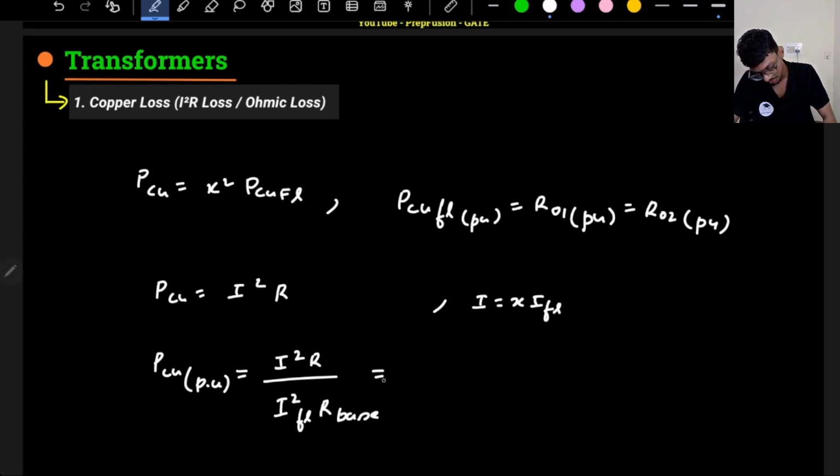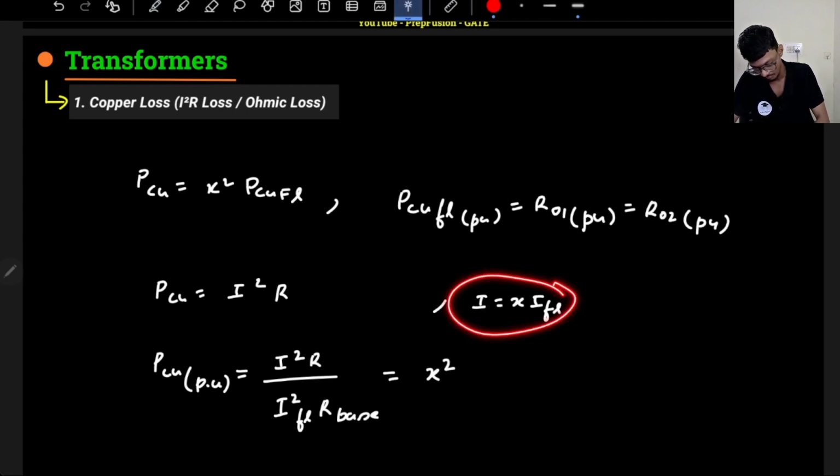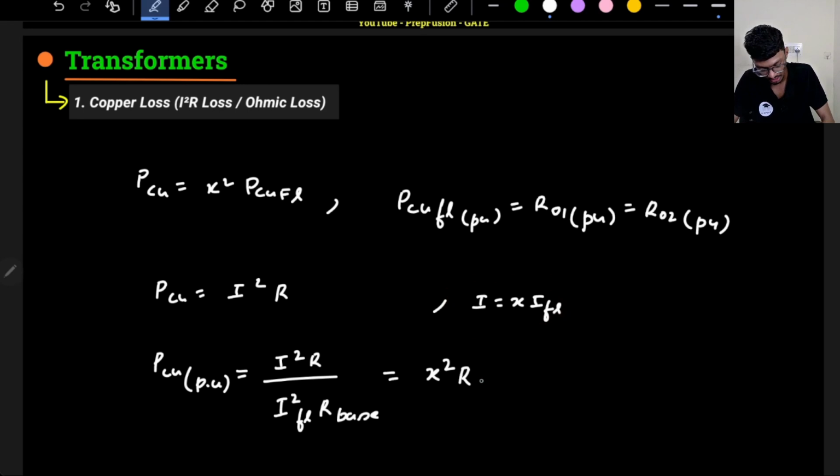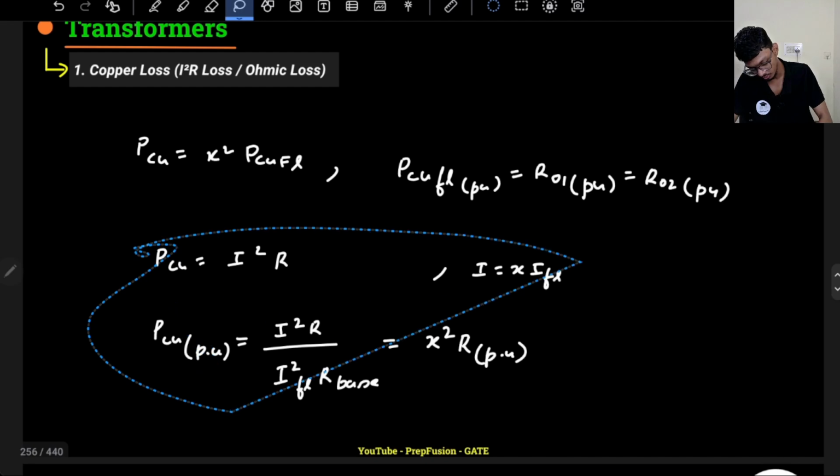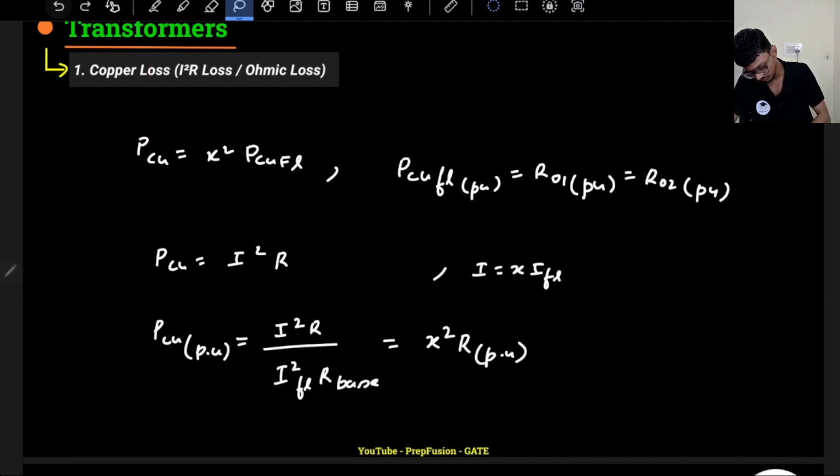So basically what will happen? This will be I square divided by I square FL, that is I divided by IFL whole square, which is x square. And R divided by R base will simply be RPU. This I have derived in the previous or previous to previous lecture. So the per unit copper loss at any load will be equal to this value.